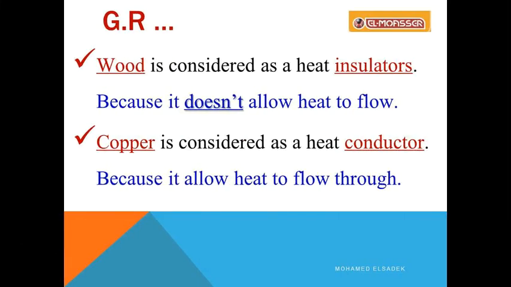Give reason. Wood is considered as a heat insulator because it doesn't allow heat to flow through. Someone wrote to me because it doesn't let. That's also correct. What about because it doesn't pass? Also correct. Why do we study English? Copper is considered as a heat conductor, a good conductor of heat. Excellent, because it lets or allows heat to flow through.